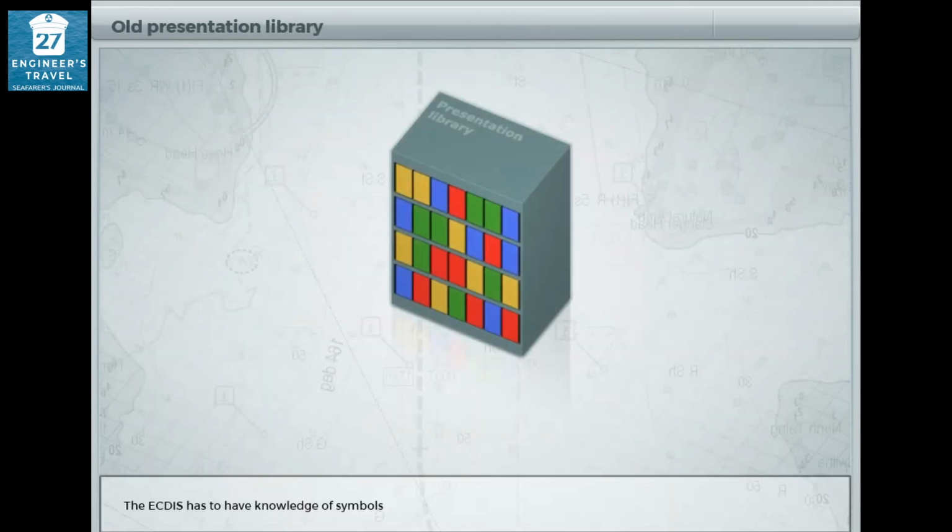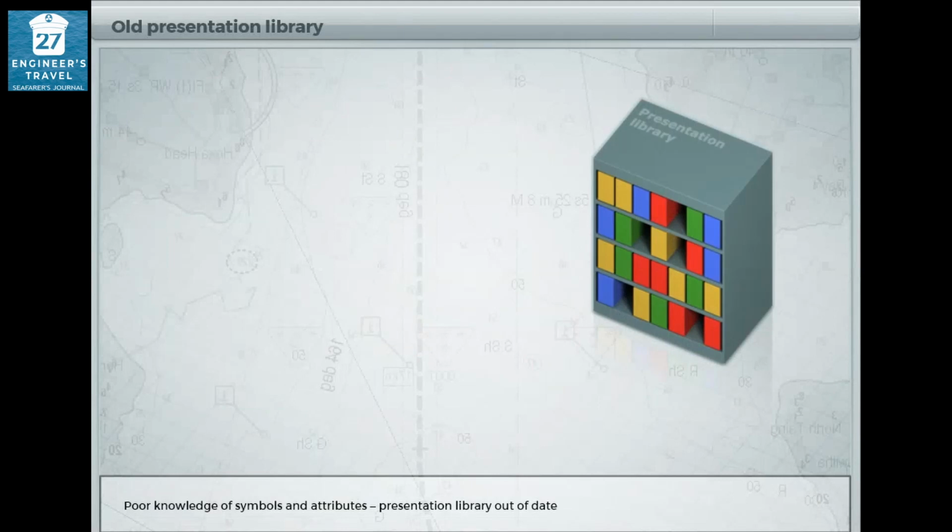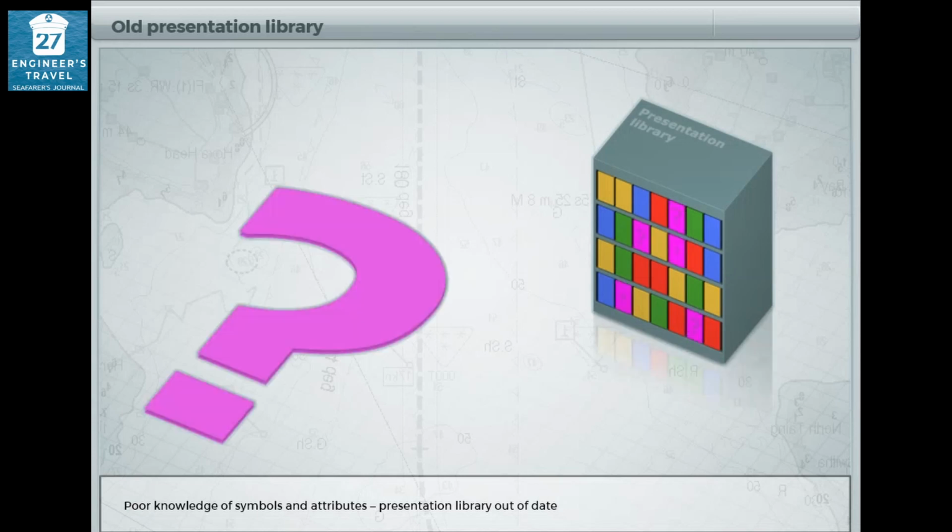ECDIS software includes a file called the presentation library, which allows the ECDIS to recognize symbols in the SENC and draw them on the chart display. If the presentation library version is out of date, ECDIS will not recognize objects in the SENC and cannot display them, making the ECDIS not comply with SOLAS carriage requirements. When the presentation library is out of date, a magenta-colored question mark appears on the display. A large one, indicating no knowledge of the object, a small one, indicating no knowledge of an attribute.